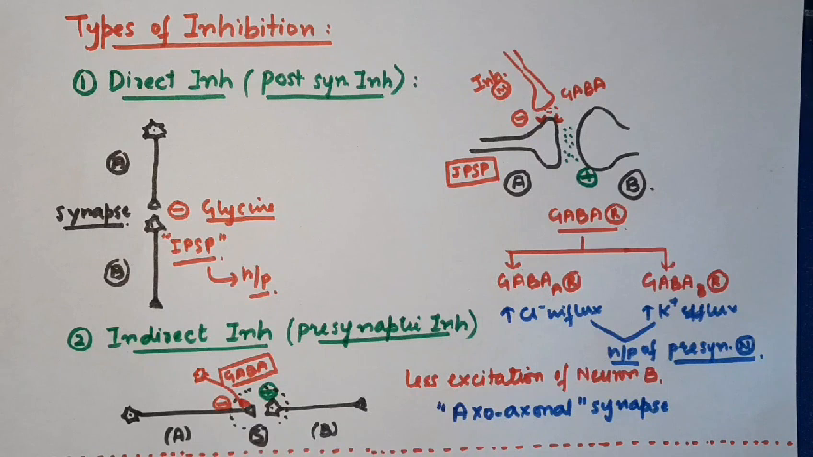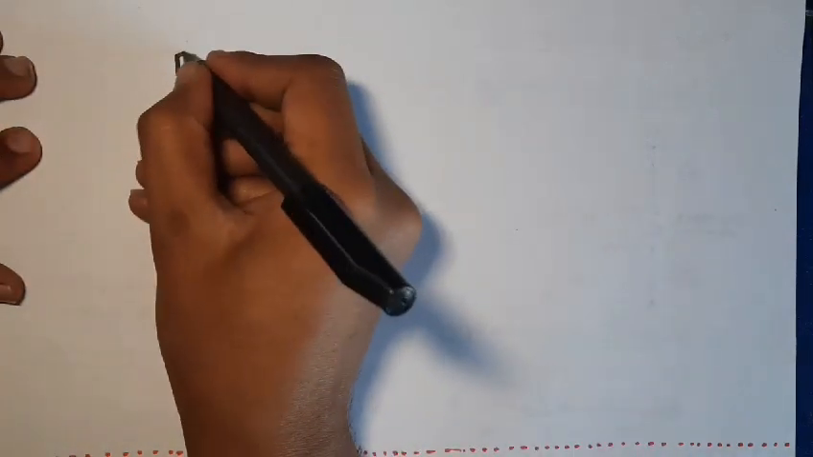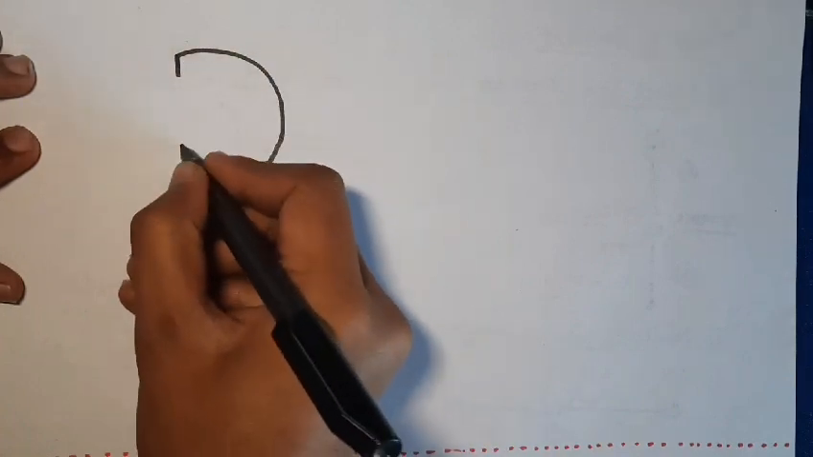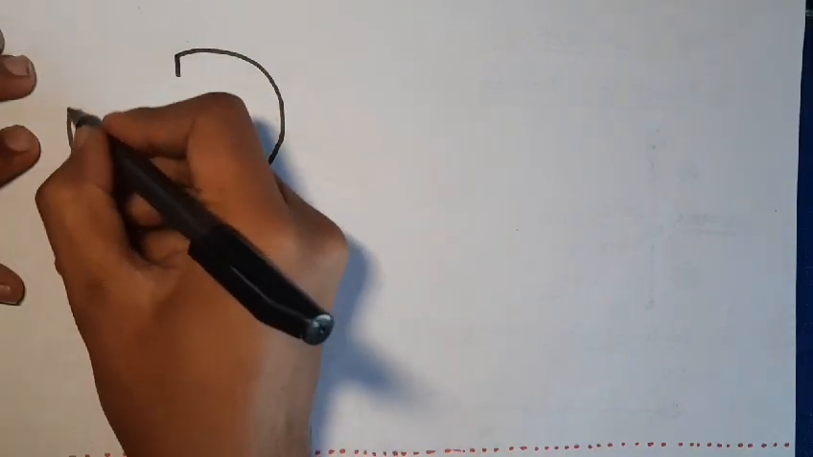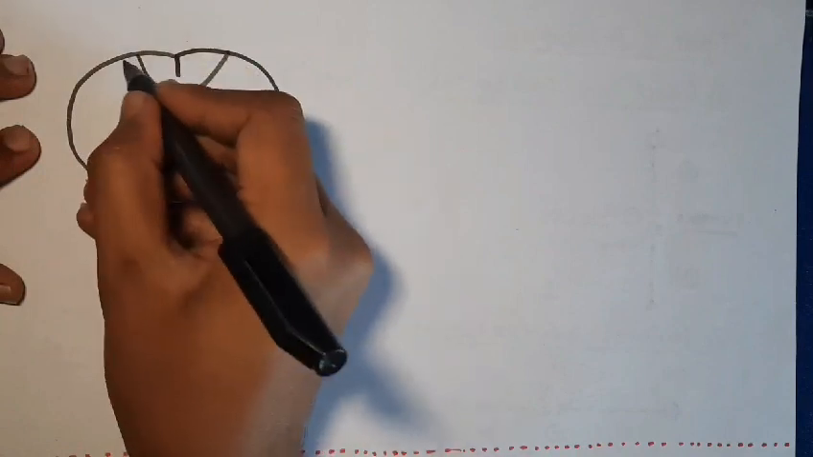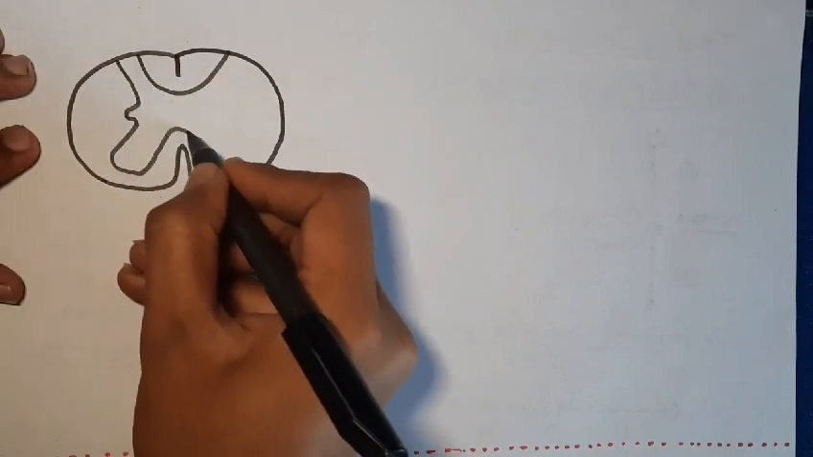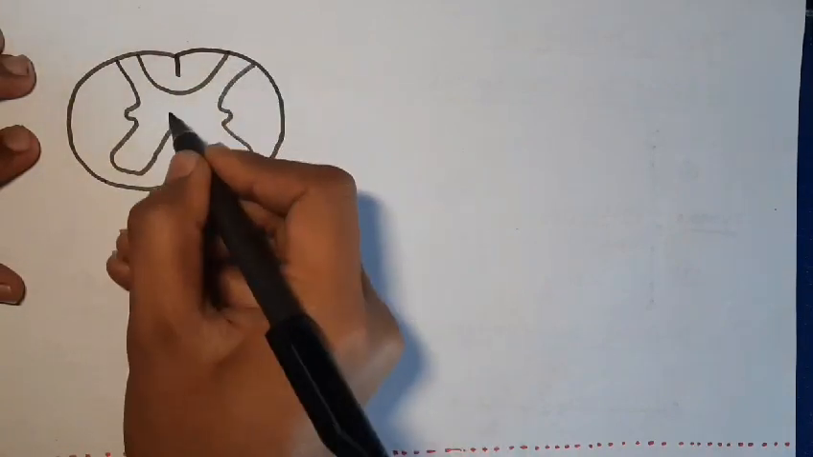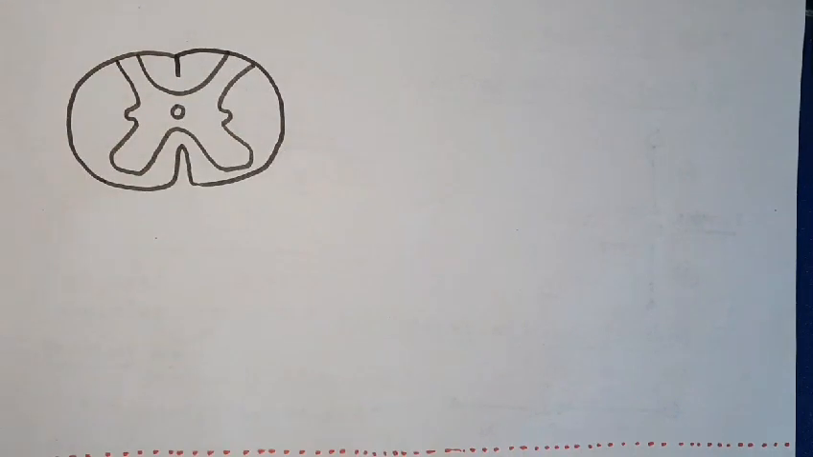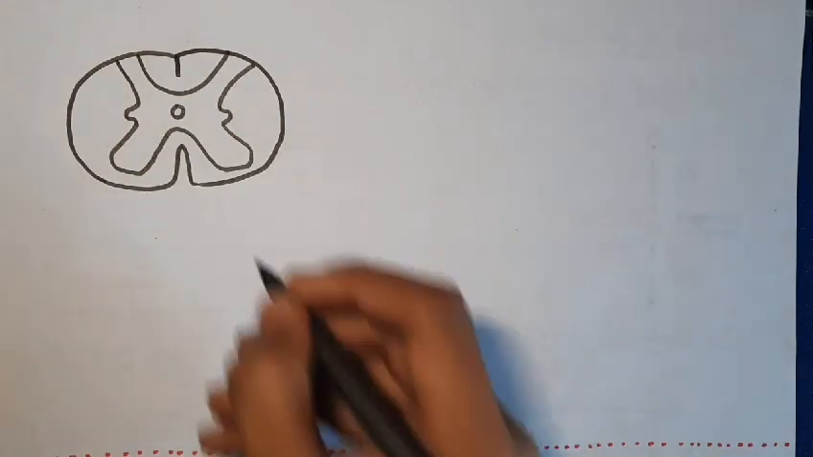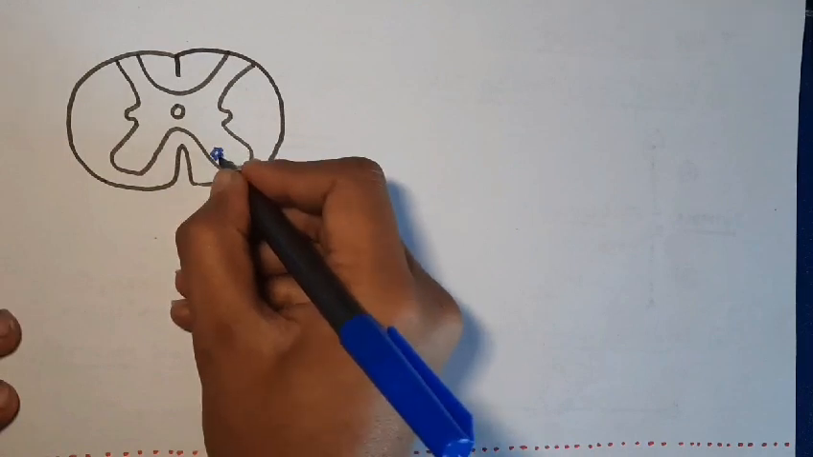Now let us discuss another type of inhibition, that's called feed forward inhibition. So the third type of inhibition. But before that, let us discuss the example of this indirect inhibition. It is seen in the motor pathway. When we discuss motor pathway, you can check out the video of motor pathway. It's present in a separate playlist.